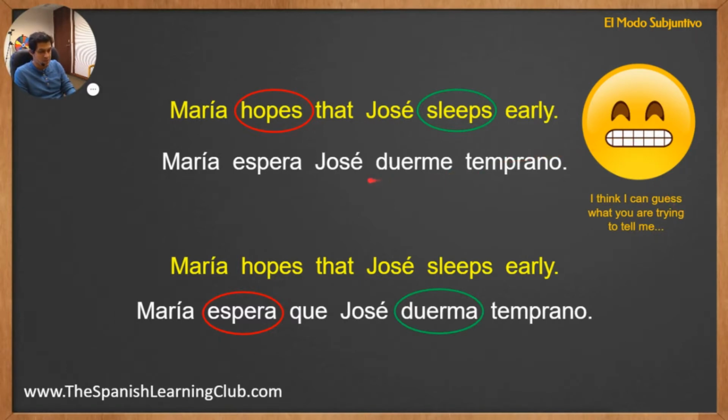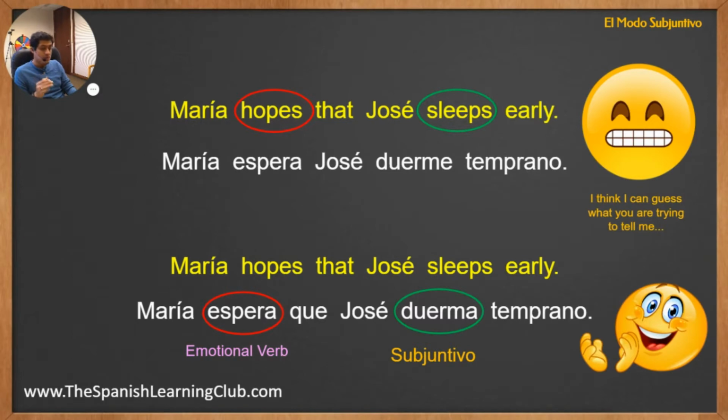Notice the difference between this verb, duerme, and this other verb, duerma. This is the subjunctive conjugation, because José duerma temprano is a subordinated sentence. It's part of this whole sentence: María espera que José duerma temprano. Espera will be the emotional verb, and duerma will be the subjunctive, the subjuntivo. So this is what you would like to say, and this is how your listener will react if you say that in Spanish.